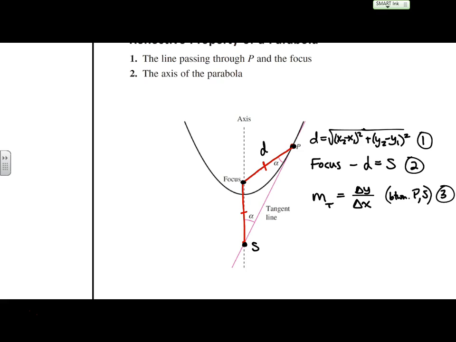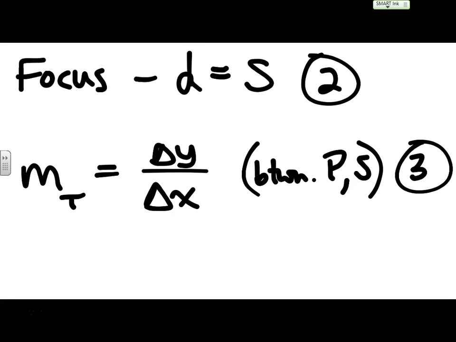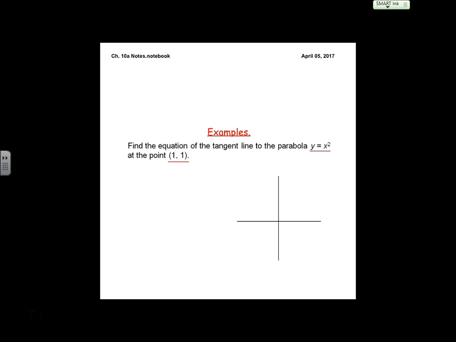Oh, m just means slope. T is of the tangent line, so subscript t, equals delta y over delta x, which is y2 minus y1, but for two different points, so it would be like y3 minus y1. Just rise over run. Between, sorry.